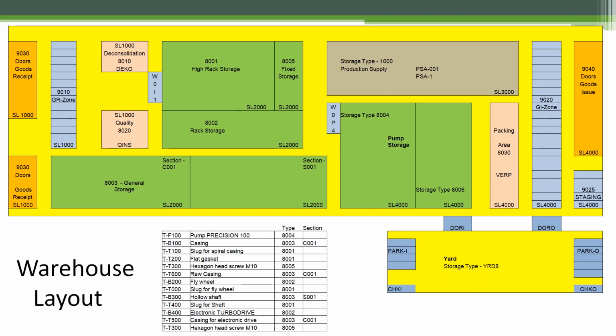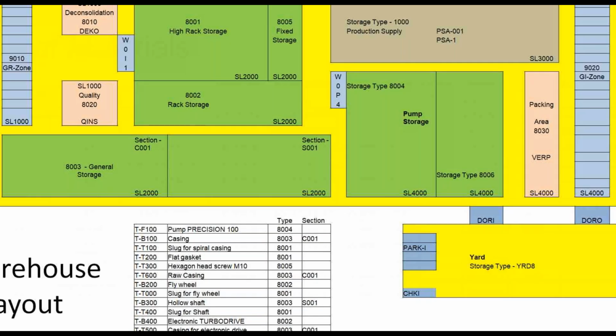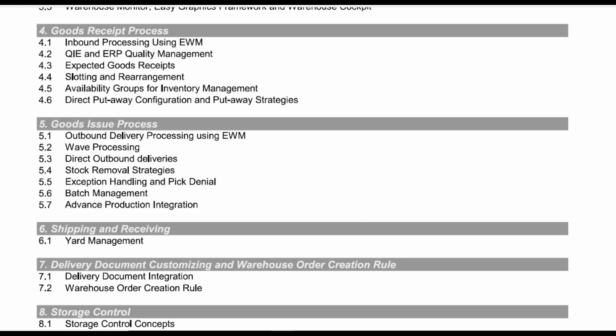So after setting up all the data for our warehouse, our template warehouse, our case study project, we'll start executing the processes. We'll start first with the goods receipt process. We'll carry out inbound processing using EWM. We'll talk about the quality integration of SAP EWM, the expected goods receipt scenario, how we do slotting and rearrangement. We'll also understand availability groups, how we set up those to connect EWM with inventory management. And finally, we'll talk about all the strategies that we have in the inbound process.